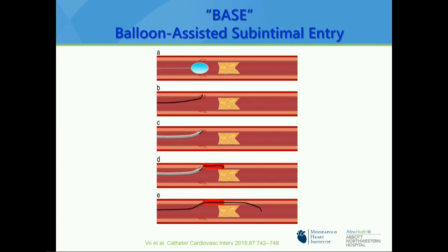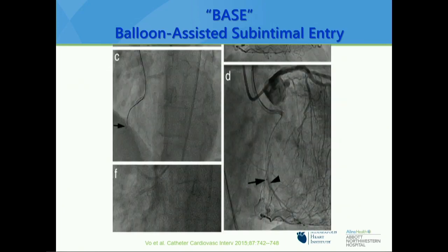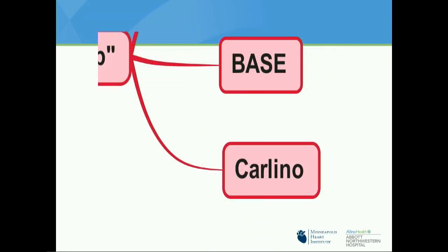Again, the balloon is used to create dissections. The wire is advanced into that, the microcatheter beyond that, and then a knuckle wire taken distally. This is an example here from Minvo of this. You can see the initial ballooning up there, the wire being able to be advanced then with a knuckle, and subsequently was successful.